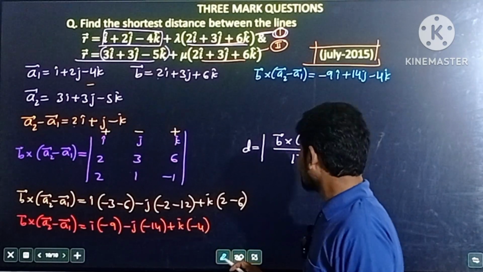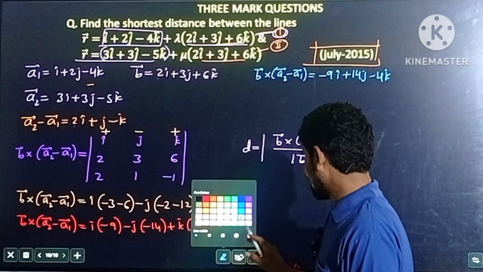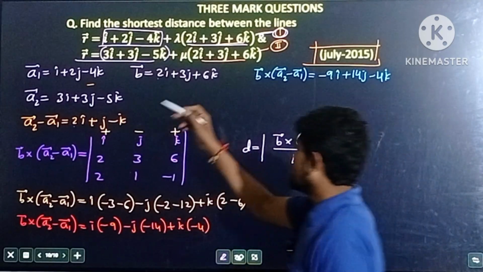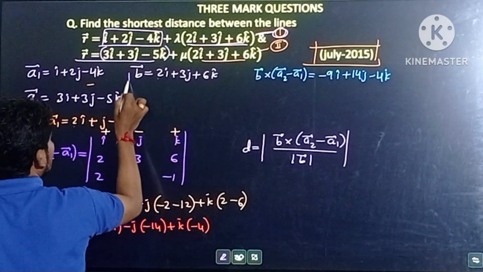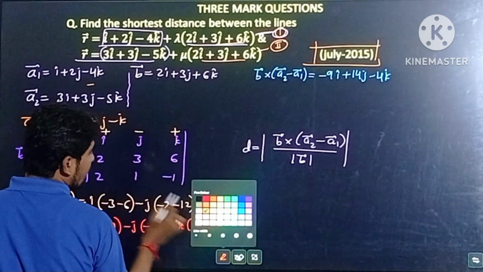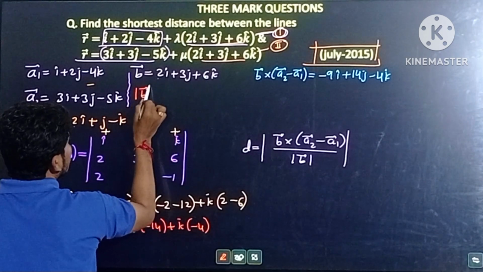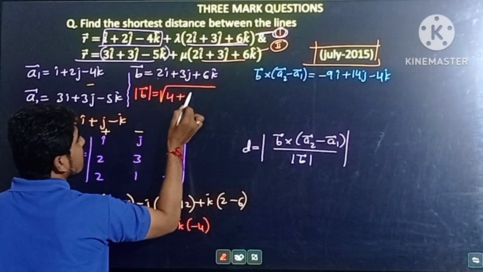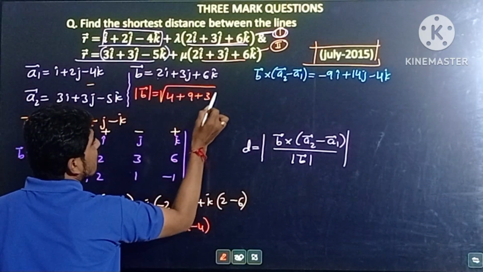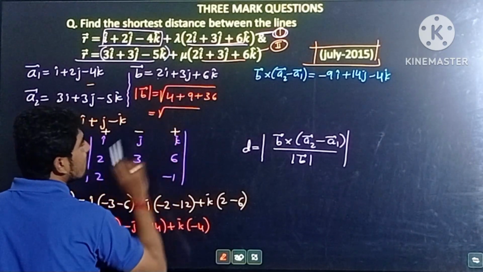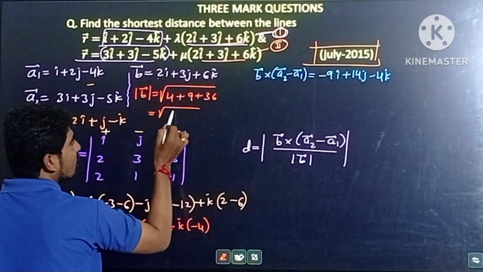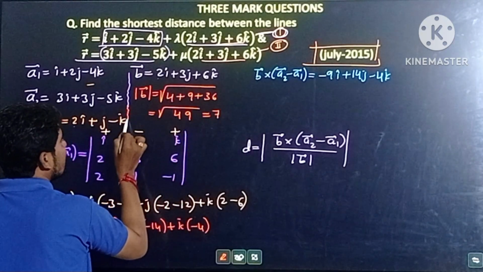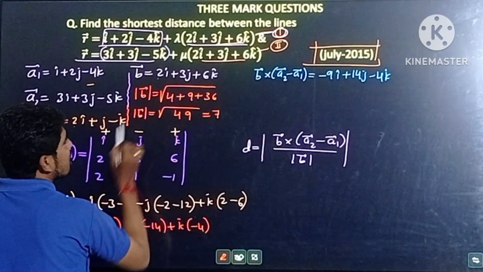So we got the required B vector cross (A2 vector minus A1 vector), and also we need the magnitude of B vector. Now, the magnitude of B vector is equal to the square root of 2 squared is 4, plus 3 squared is 9, plus 6 squared is 36. So this is the square root of 36 plus 4 is 40, 40 plus 9 is 49, and the square root of 49 is 7. So hence the magnitude of B vector is equal to 7.